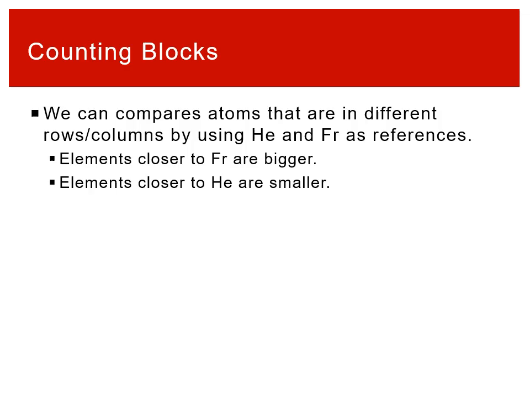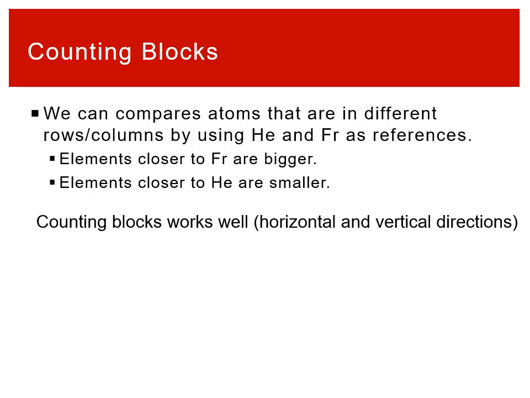Overall, the trends move in the same way in those two directions. Elements closer to francium are larger, and elements closer to helium are smaller. You can think of a gradient across the periodic table in those two dimensions. To quantify that, we count blocks: how many horizontal and vertical moves on the periodic table. You can think of the periodic table as a grid, and you can only move up, down, left, or right, not diagonally. But you can still quantify diagonal distance using that.